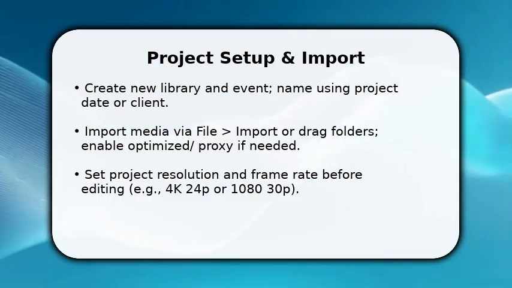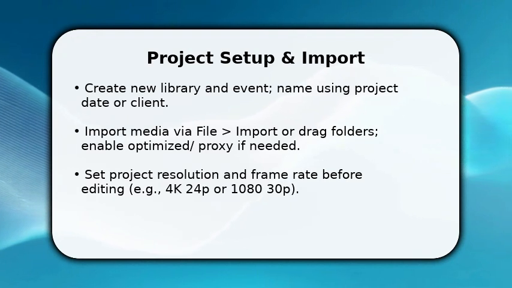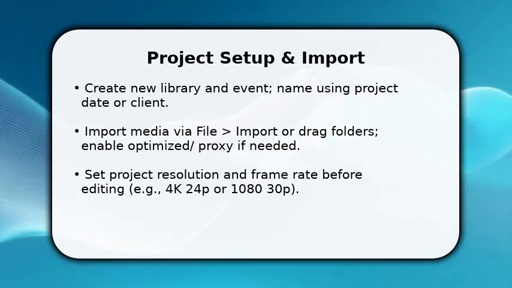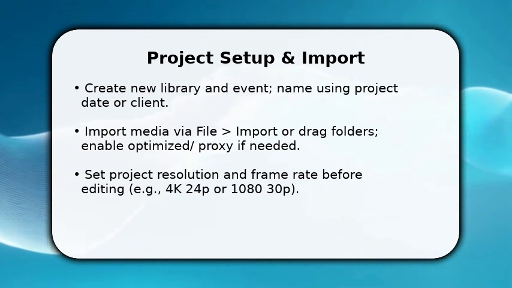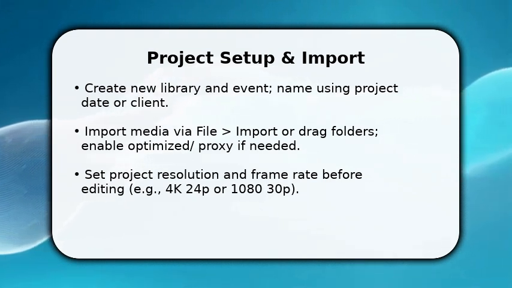You start by creating a library and an event, then import your clips, drag folders, or use file import. Choose optimized media or generate proxies if playback will be choppy, because proxies speed editing without affecting final quality. Set your project's resolution and frame rate now so timelines match source footage. This prevents scaling and re-rendering later.